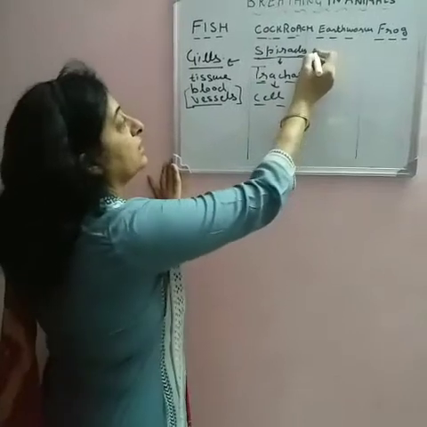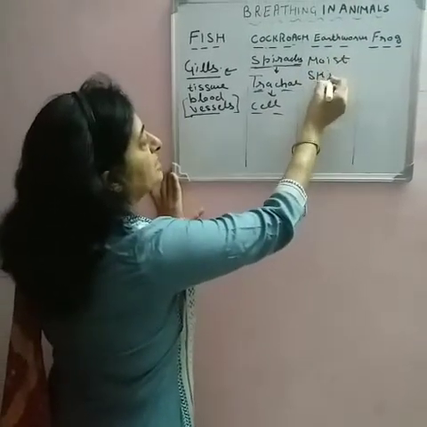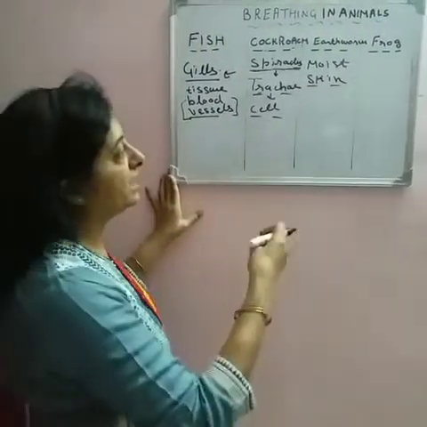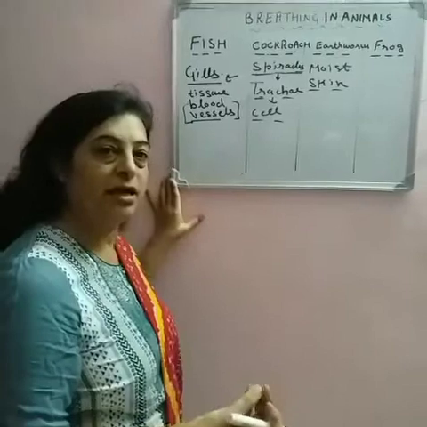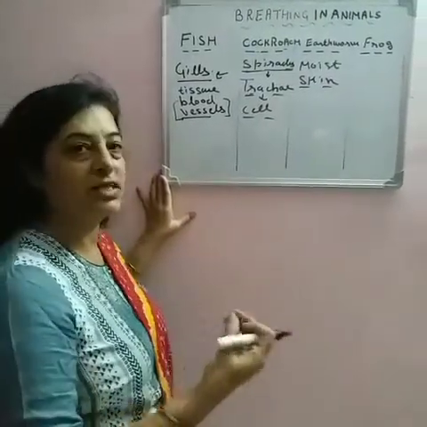Earthworms breathe through their moist skin. With the help of their moist skin, they take the oxygen present in air. It dissolves into their body and carbon dioxide comes out.